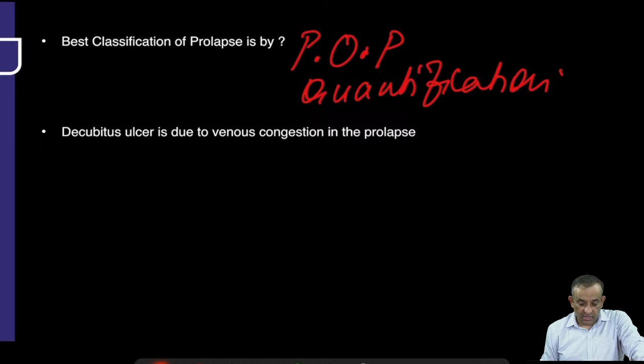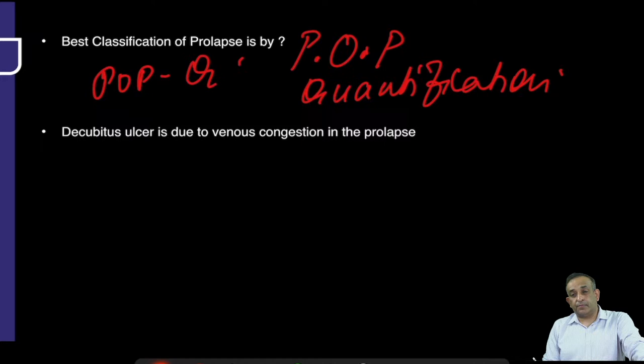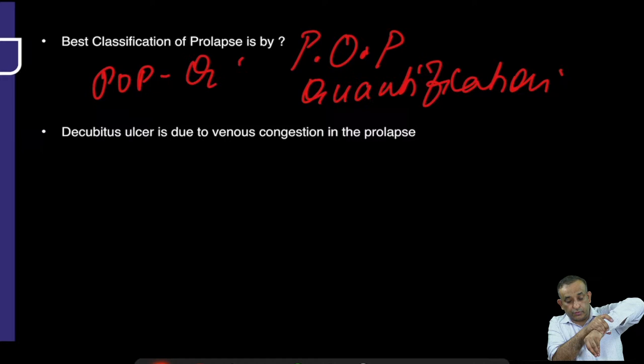Decubitus ulcer on the prolapse is due to venous congestion, because if you imagine, the uterus is hanging out of the vagina like this. So when the uterus is hanging out of the vagina, the vagina is holding the uterus and the blood supply. See this uterus, the arterial flow will go, but the venous return will stop by this vaginal band on top of the uterus. So this uterus will be having a venous congestion.